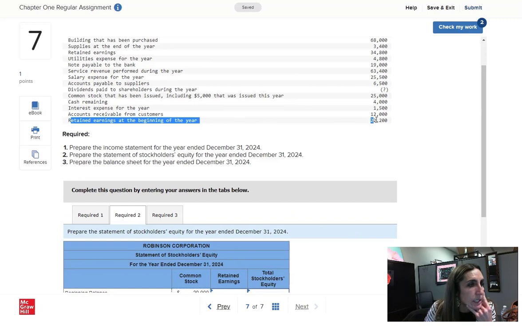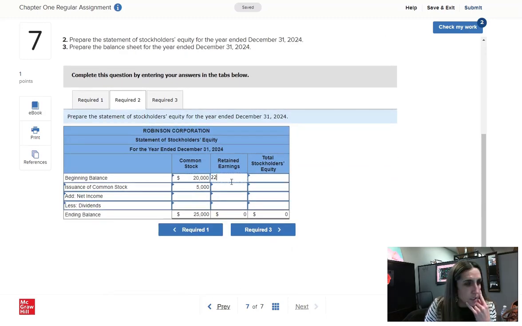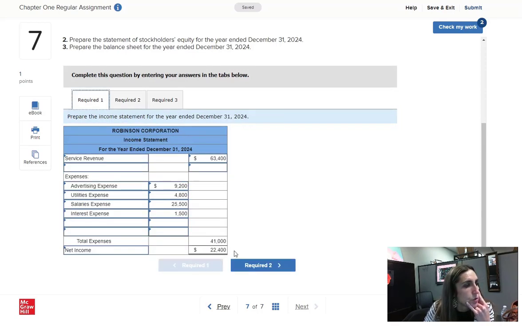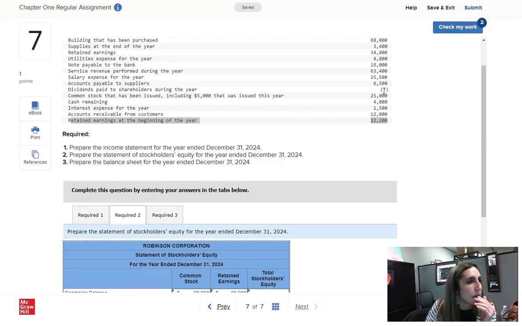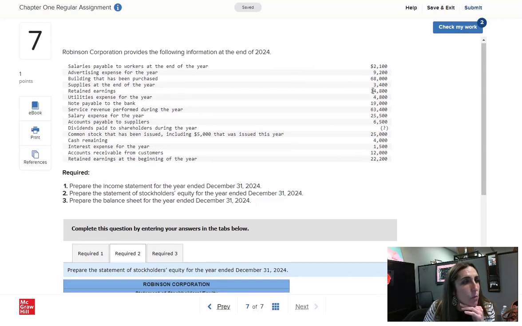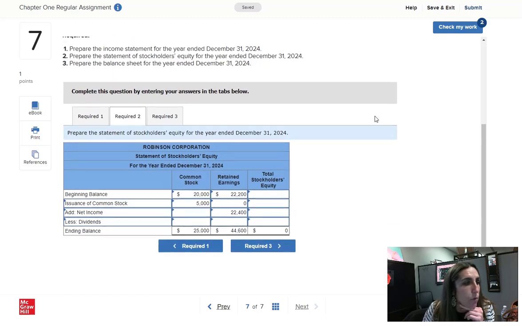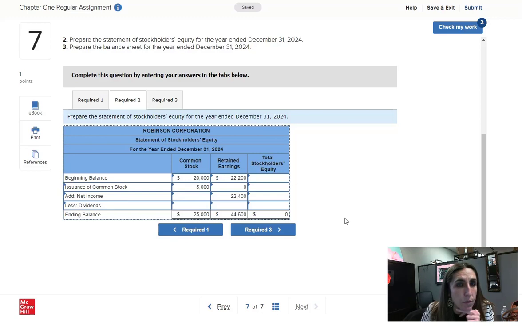Retained earnings, they tell us the beginning is 22,200. I know my net income was 22,400, so I'm going to add that in. And then it says the dividends. I don't know the answer, but I can figure it out because they do tell me the retained earnings at the end should equal 34,800 right there. So it says at the top, this is the end data for the end of the year. So the end of the year, it should equal my retained earnings of 34,800. The only way I can make that box equal 34,800 is if I plug in a dividend.